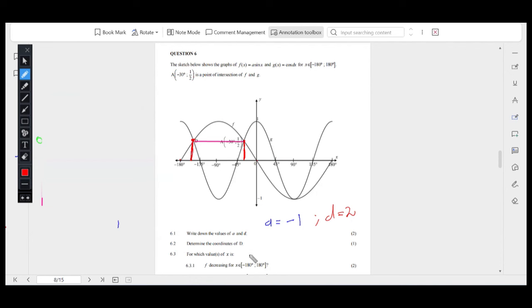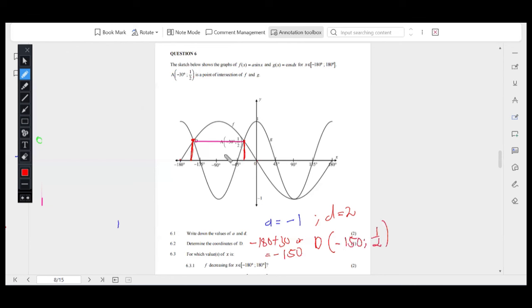So to find the coordinates of D, it's just a simple, let's say negative 180 plus 30, or you can say 180 minus 30, which will give you 150, right? So negative 150. If you do it like this, it gives you negative 150. So that means the coordinates of D are actually (negative 150, 1 over 2).